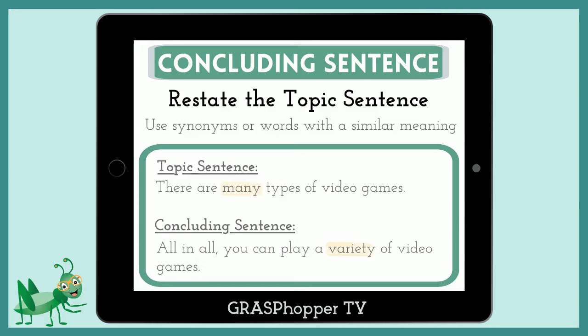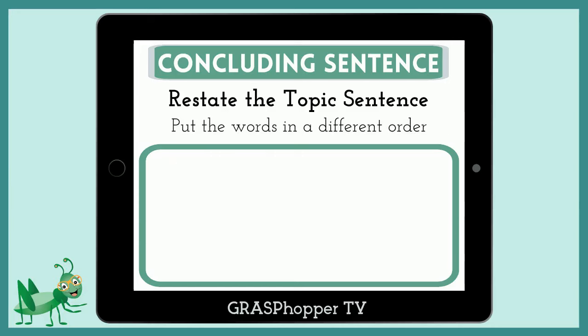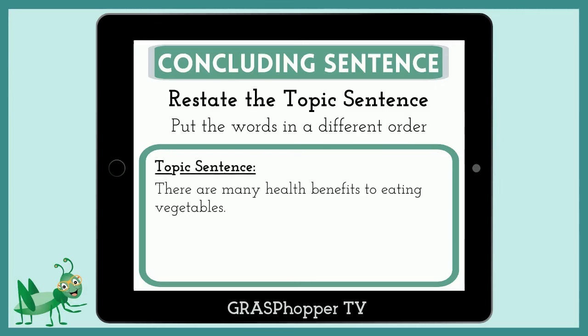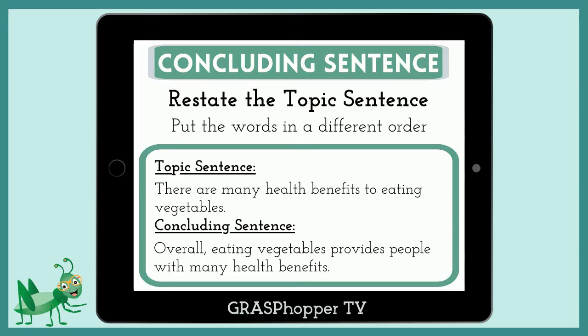We can also restate a sentence by changing the order of the words. Here's an example. Our topic sentence is, there are many health benefits to eating vegetables. A concluding sentence can be, overall, eating vegetables provides people with many health benefits. This sentence tells the same information, but in a different order. Sometimes you might have to add extra words to help the sentence make sense. Be sure the concluding sentence is not written the exact same way as the topic sentence.